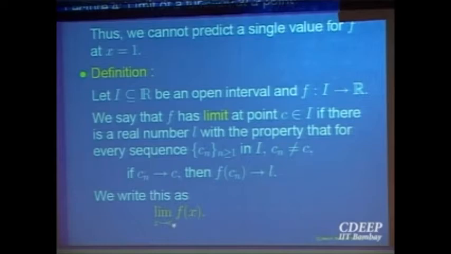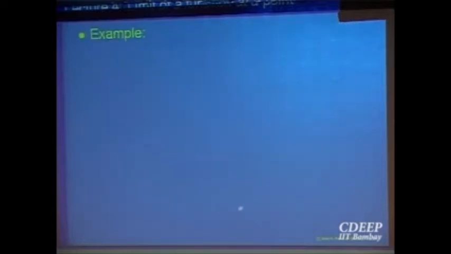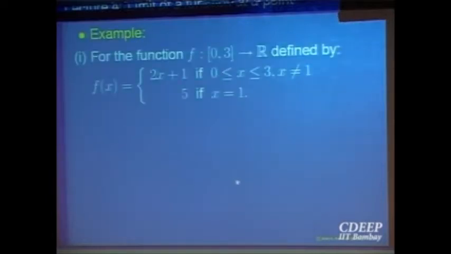And we write it as the limit as x goes to c of f of x equal to L. So in our previous example, when we had that function, you can say that the limit is equal to 3. Whatever sequence we take which is converging to 1, f of c_n always converges to the same value. There is no doubt, there is no hesitancy, right? We can say that the limit is equal to 3.